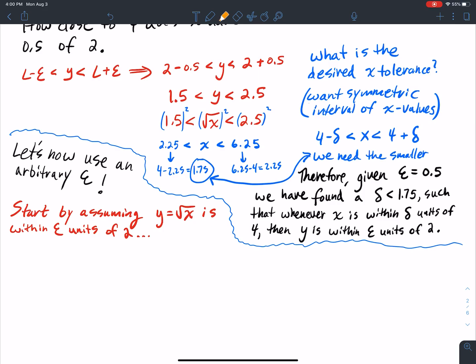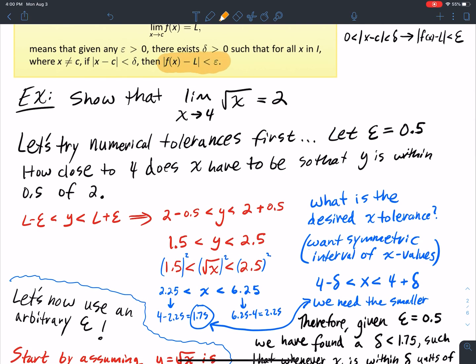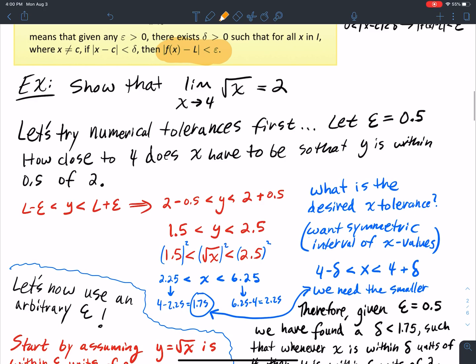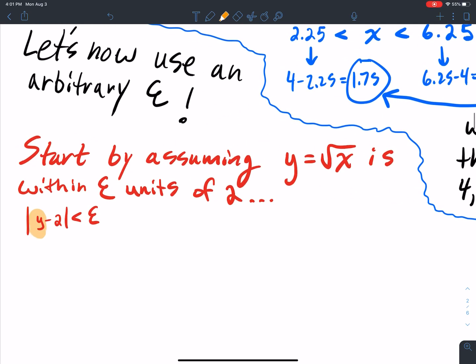We start by assuming that y equals the square root of x is within epsilon units of 2. So how do I show that? I literally write out the definition. What does the definition say? This is true, so I'll write out my definition. The definition: f of x minus L in absolute value is less than epsilon. My f of x here is my y value, minus L, the limit was equal to 2.